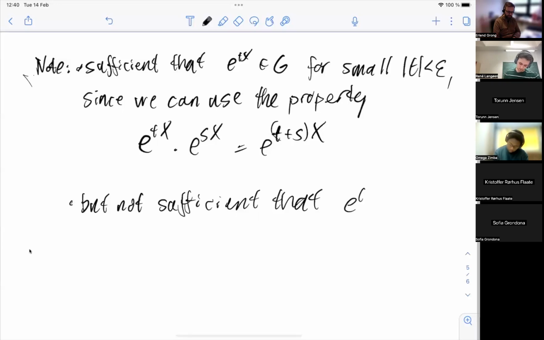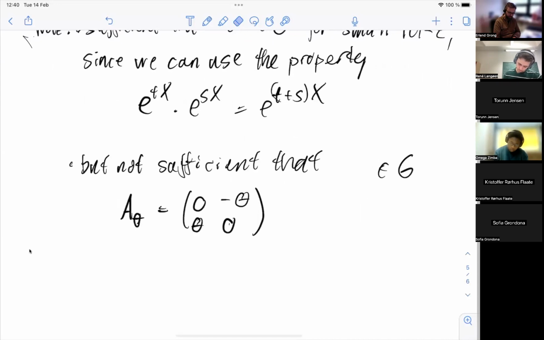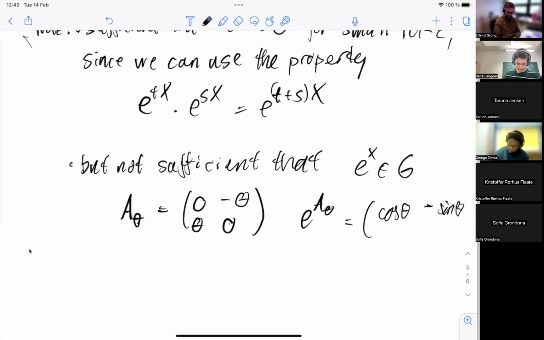But it's not sufficient that e to the power tx is in G. So if we take, for example, theta equal to 0 minus theta, theta 0. No, sorry, that the exponential of x is in G. So that's not enough. That you're just exponentiating in the matrix and you end up in G doesn't tell you anything. So the example is if I have this matrix here, then e to the power a theta will be cosine theta, minus sine theta, sine theta, cosine theta.